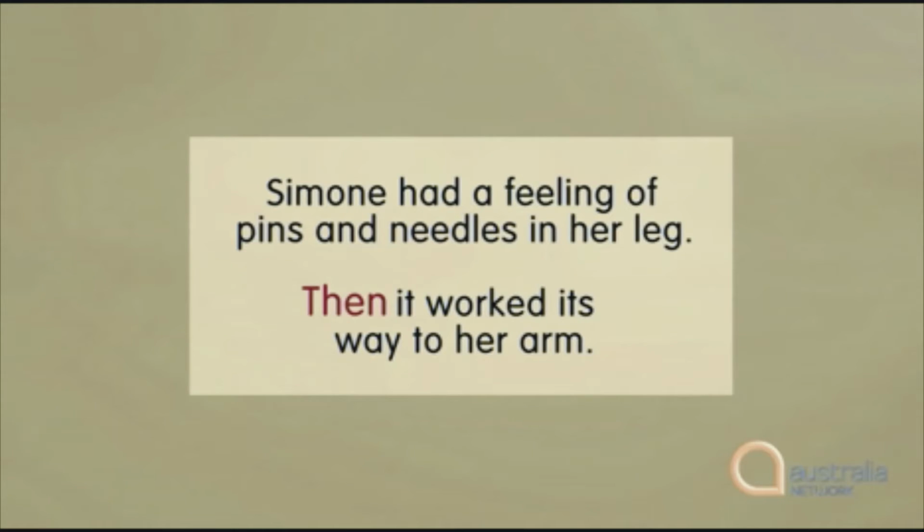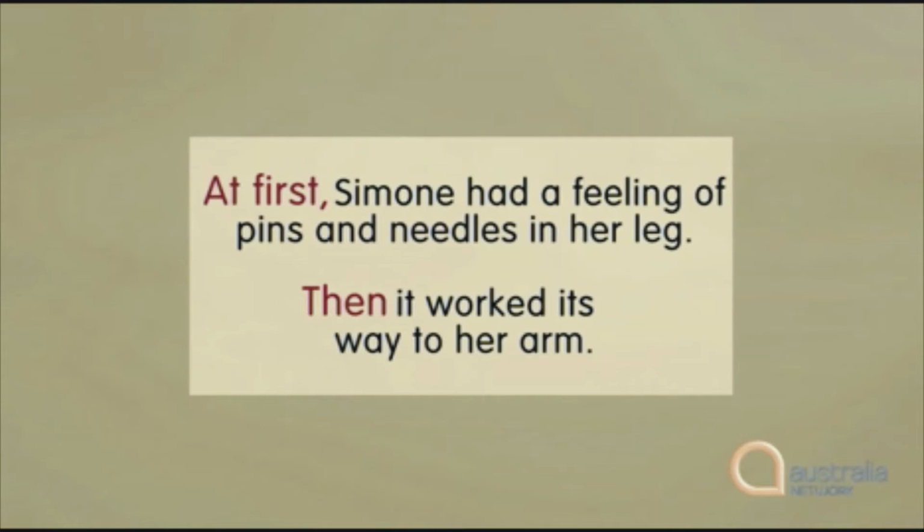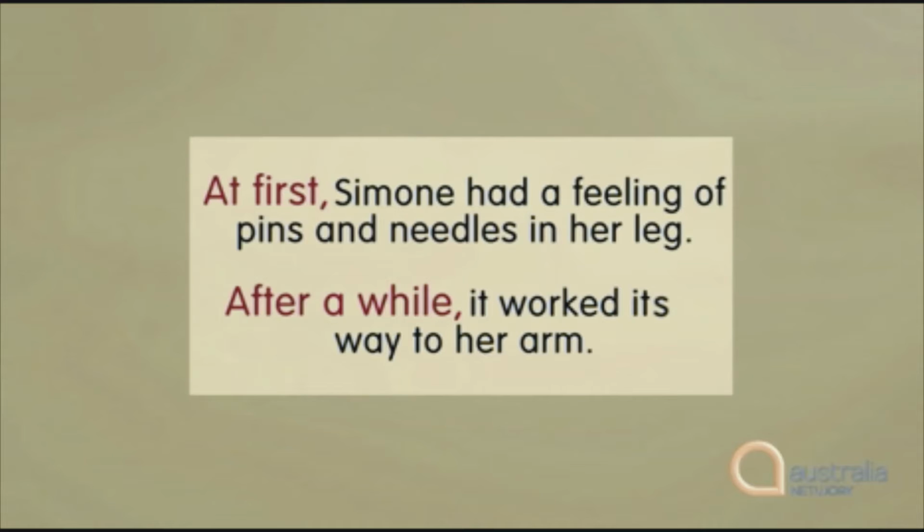Simone had a feeling of pins and needles in her leg. Then it worked its way to her arm. We might say, at first, Simone had a feeling of pins and needles in her leg. After a while, it worked its way to her arm. Notice that transition signals like this are often followed by commas.